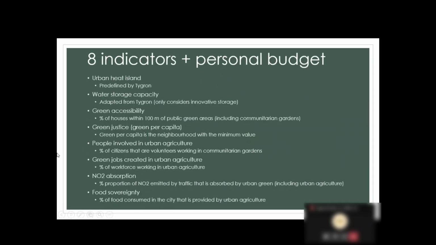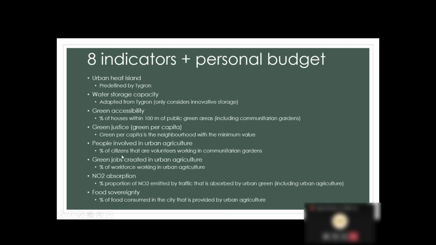8 indicators regarding the 10 urban challenges that I told you about are created in the game. 2 of them are predefined by Tygron, which are urban heat island and water storage capacity. And the other 6 were created by me. The first one is green accessibility, which is the percentage of houses within 100 meters of public green areas, which I had problems with, but thanks to you, now it's working properly.